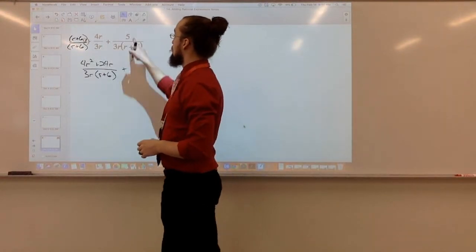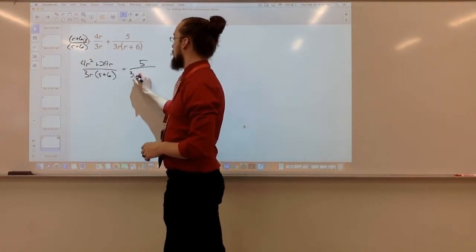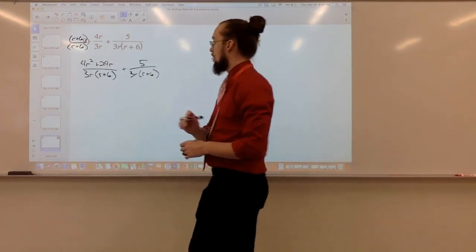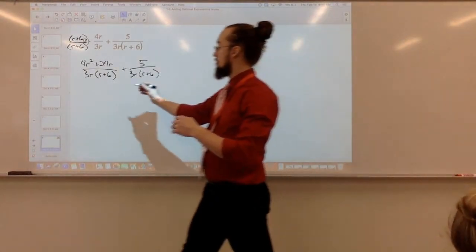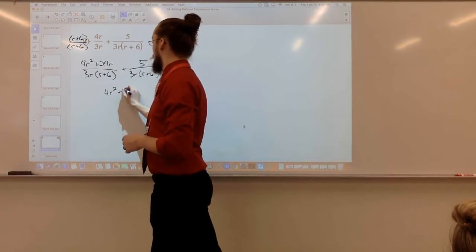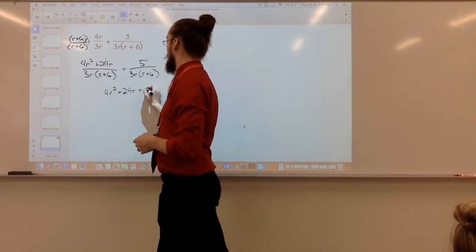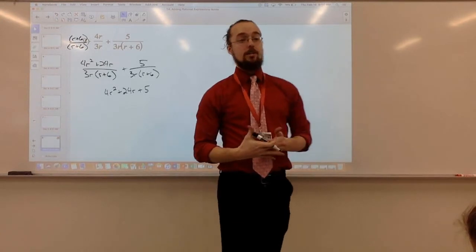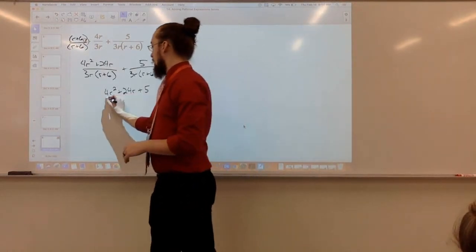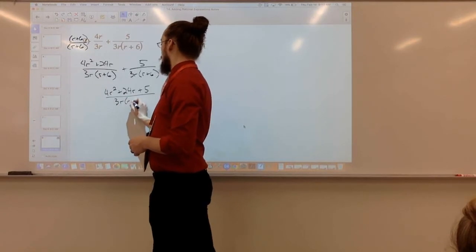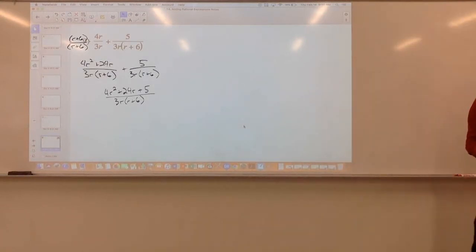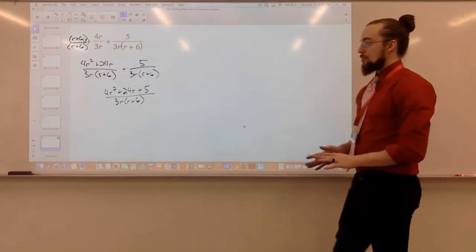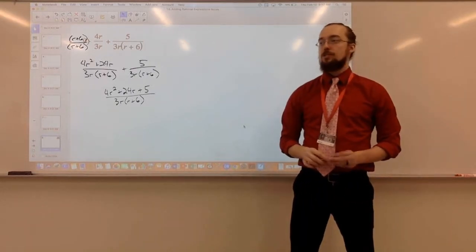Okay, so now I already have that denominator here, 3 times r plus 6. So now I can add my numerators. 4r squared plus 24r plus 5, right? There were no like terms that I could combine. And then that will all be over 3r times r plus 6. Okay. Questions?